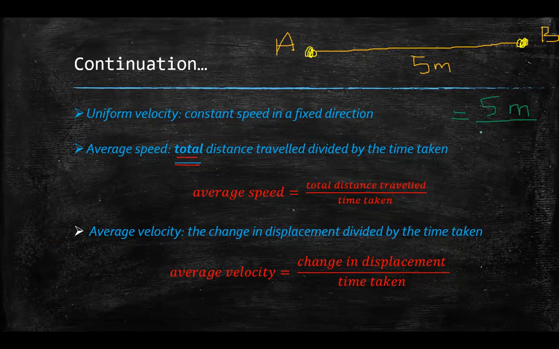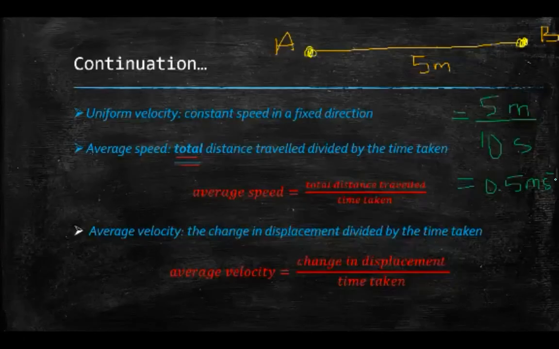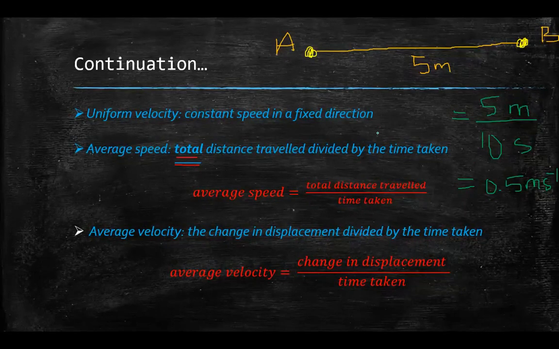Then my average speed is the total distance, 5 meters, the total distance from point A to point B, divided by the total time, the time it took me to travel this 5 meters, and I just said it's 10 seconds. So this would be 0.5, or you might say a half. So it's 0.5 meters per second. And that's the average speed. That's how you calculate average speed, right? Do you understand that?